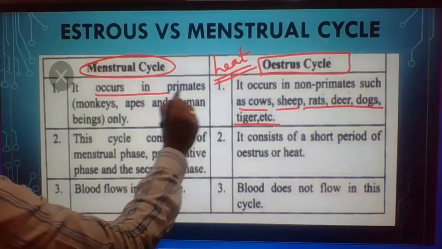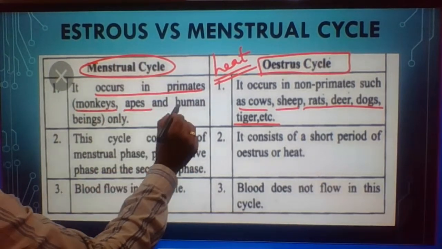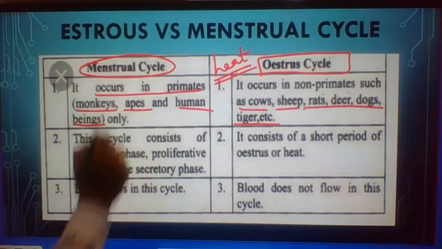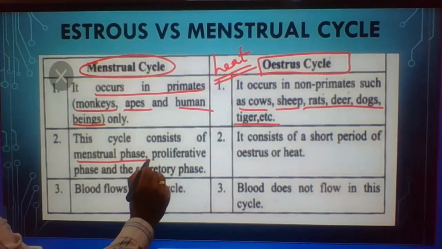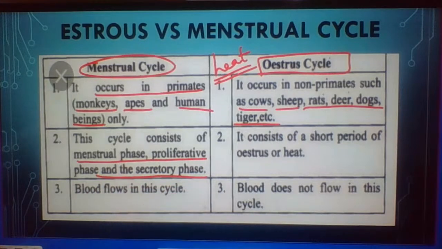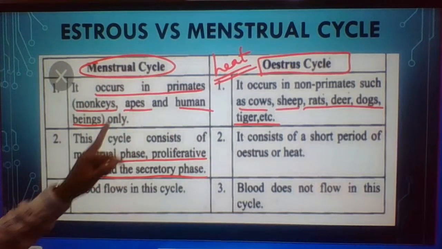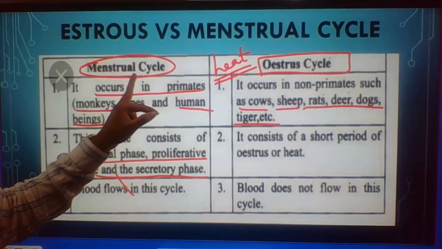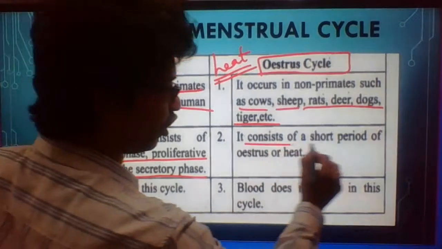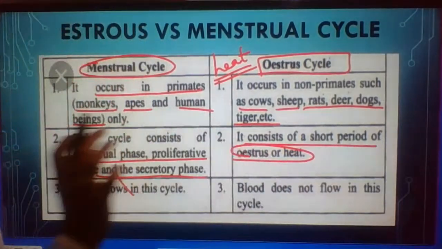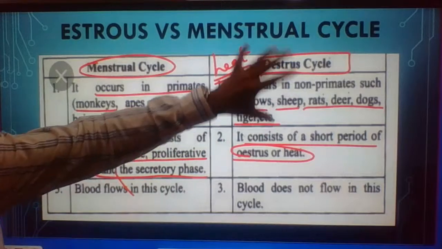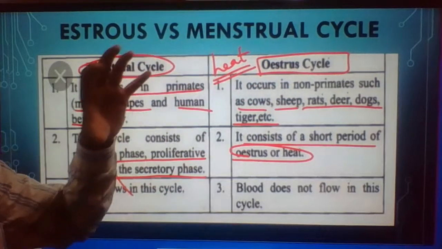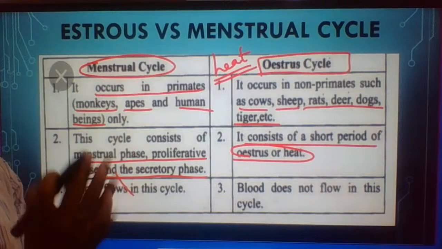Where does the menstrual cycle happen? In primates, where you could see the monkey, apes and human beings; in all these cases we could see the menstrual cycle. The menstrual cycle consists of the menstrual phase, proliferative phase and the secretory phase. These three phases happen, all together in 28 days. The cyclical changes take place over the 28 days in the menstrual cycle. But in the estrous cycle, it's a short period of estrus, just a time when heat generation comes. The time the heat is produced is what we call estrus, that is heat; the cycle continues, and that is a suitable or favorable season for the particular animal.